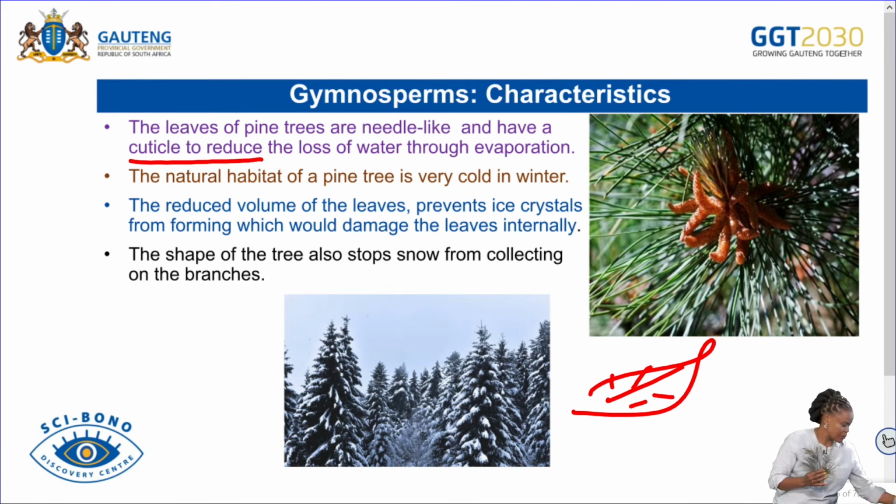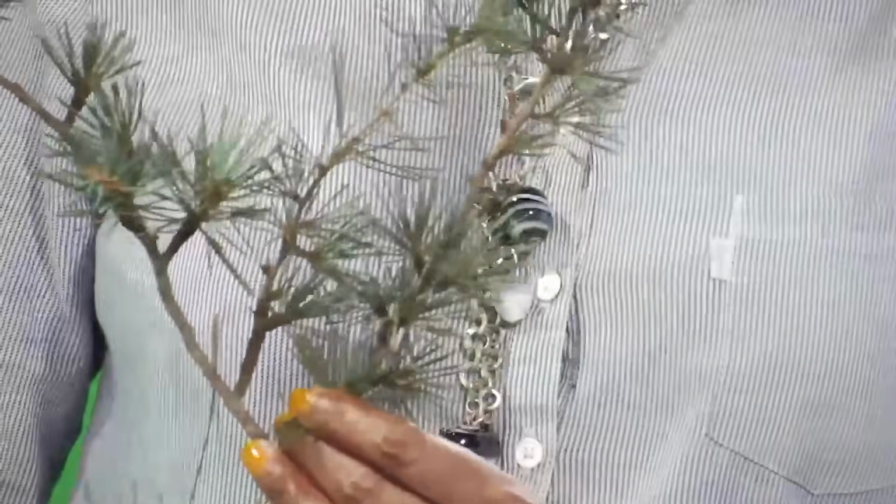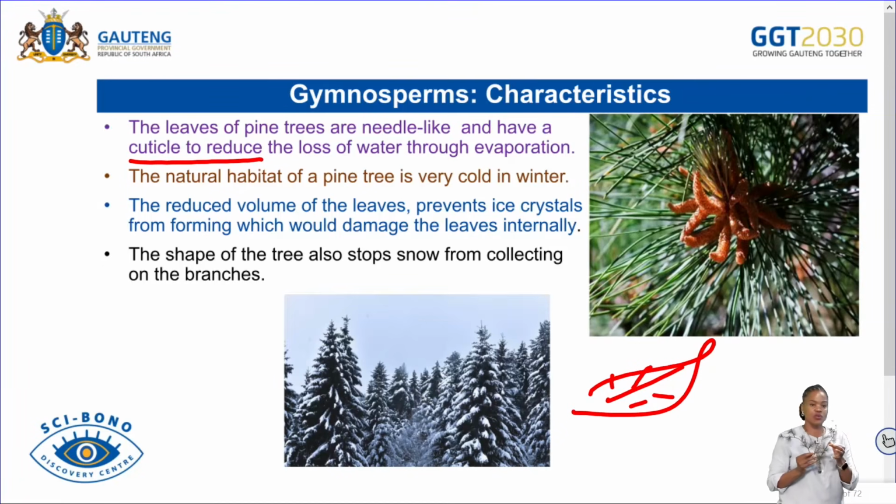The other examples here also have needle-like leaves, but these ones are shorter compared to the previous one that I've just shown you. So they are needle-like, and being needle-like, it means that all of these leaves have the cuticle, or they are covered by cuticle. It means that this cuticle is the one that is preventing loss of water.